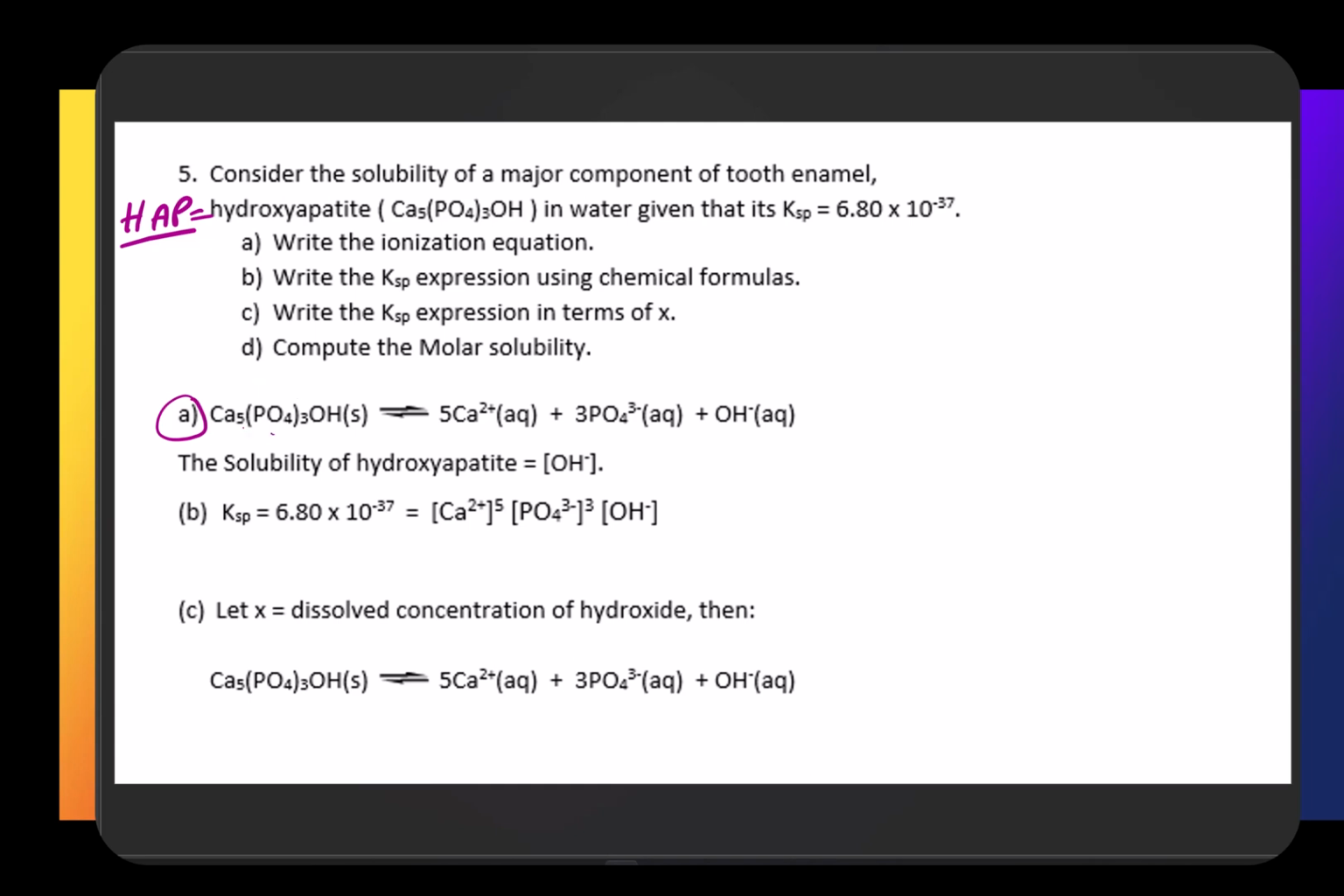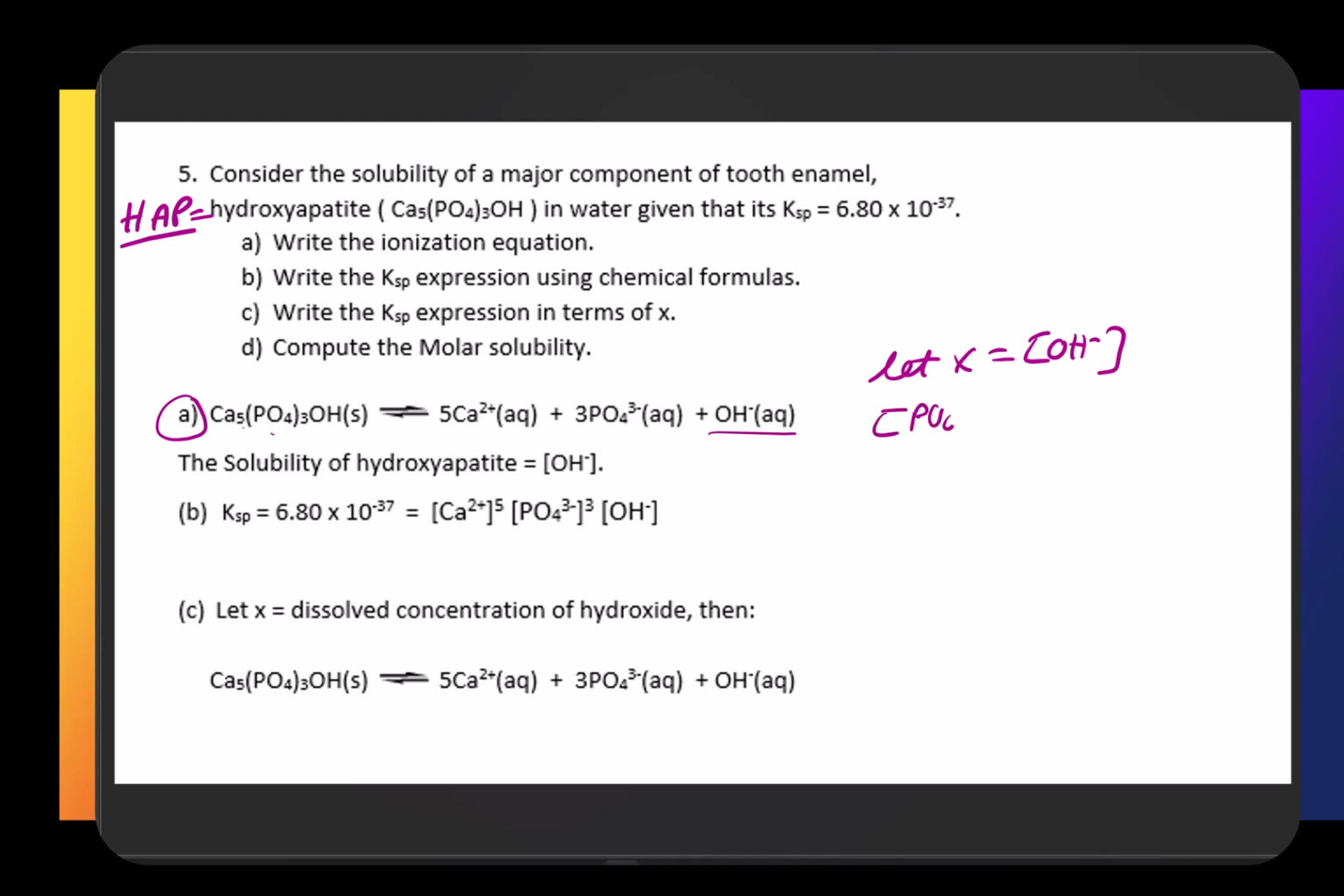Our corresponding KSP expression, given this is the value for the KSP, would be the calcium ion concentration to the 5th power, phosphate to the 3rd, and hydroxide to the 1st. So reduce this to one variable in X. It's easiest if you start with hydroxide because its coefficient is 1. Let X equal the dissolved hydroxide concentration.